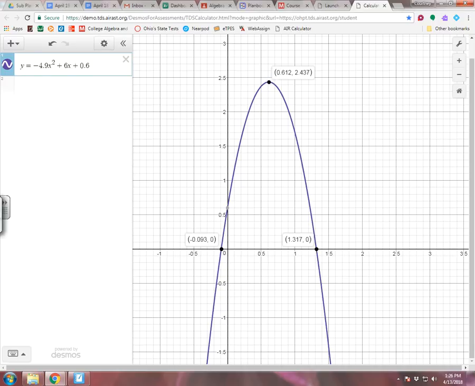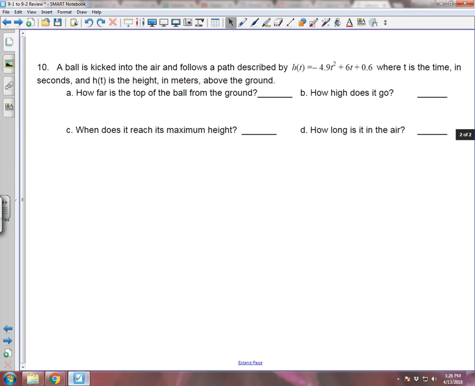A ball is kicked into the air and follows a path described by that equation. What type of an equation is that? It's a parabola. It's a quadratic. Why do we know that? How do we know that? It's squared. Second power. T is time in seconds, and h of t is the height in meters above the ground. How far is the top of the ball from the ground? This is the starting height, right? My y-intercept is always the starting height. So when I kick the ball, my foot is where? 0.6 meters.